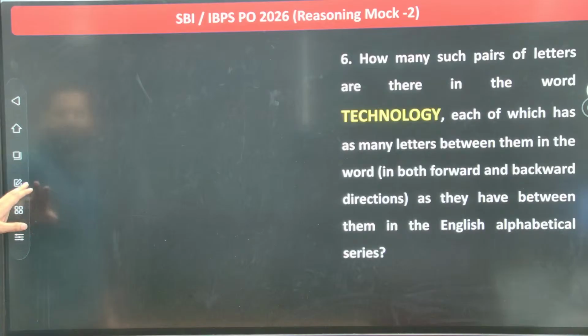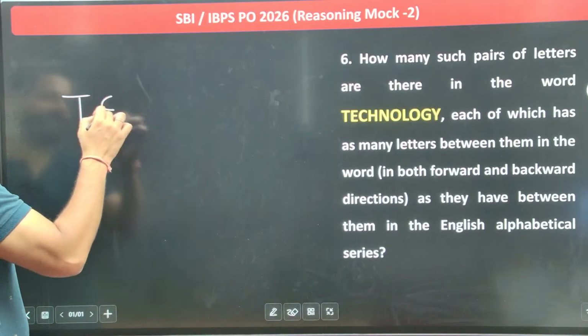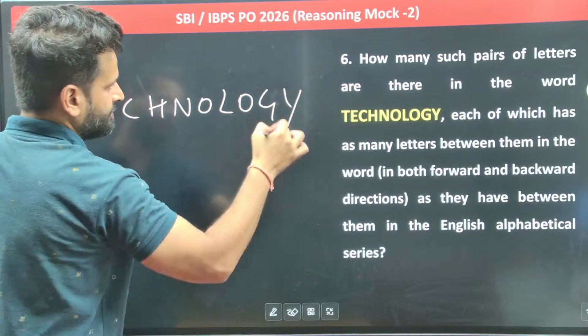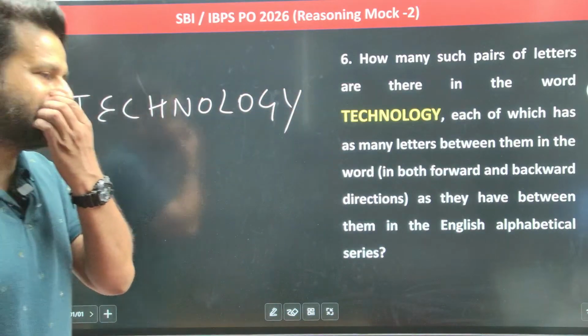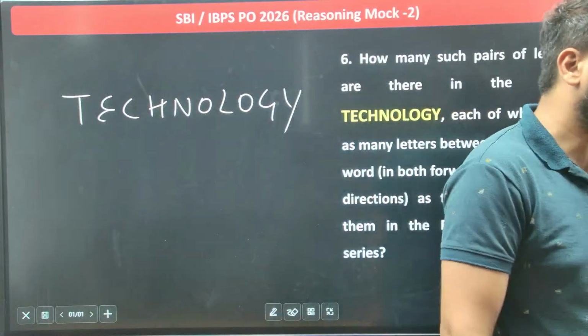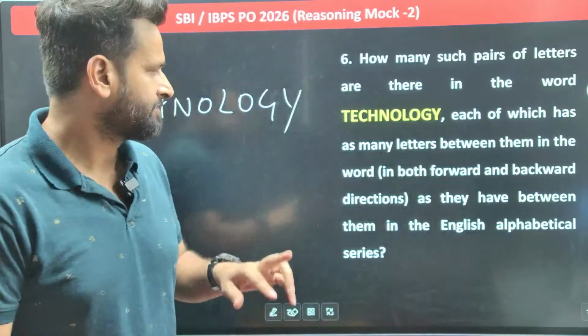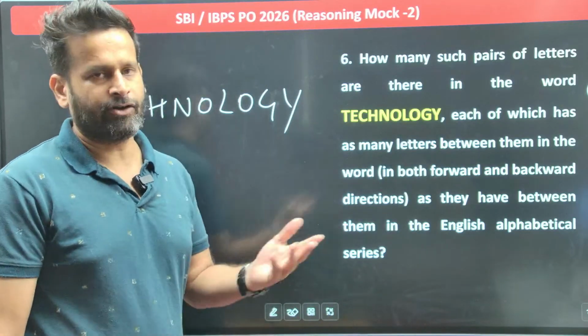Technology. Let us solve this. Word given is technology. Technology, right? Now there is one more method to solve this question, that is by replacing the alphabets by their place values. But you can follow this one or place value also.